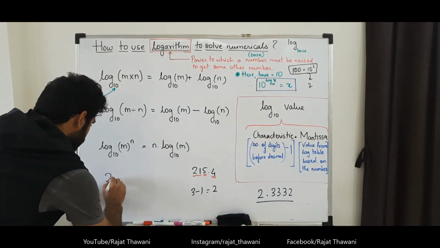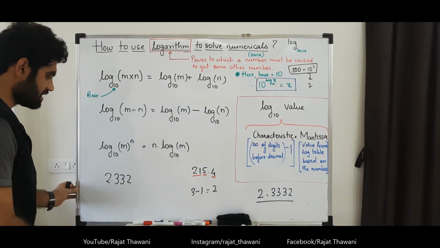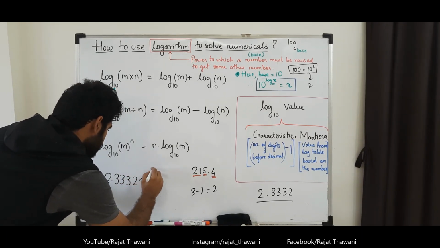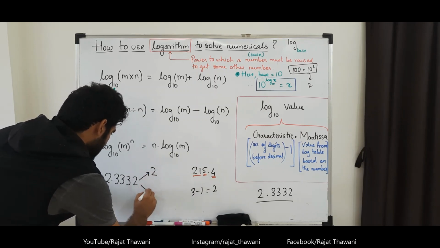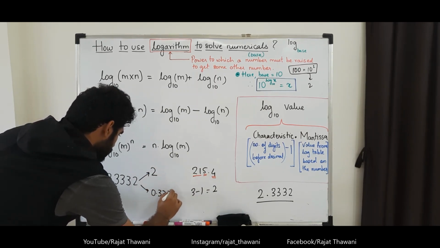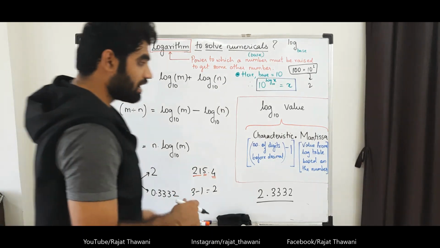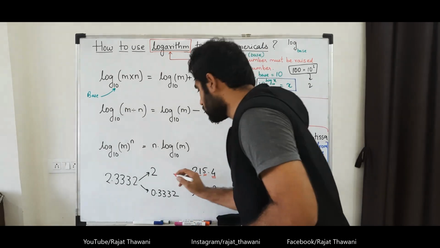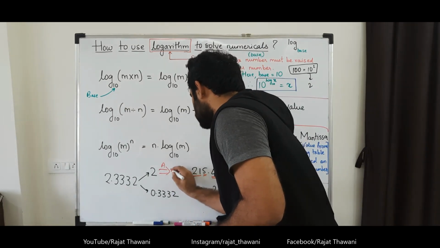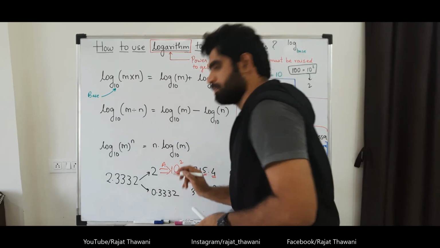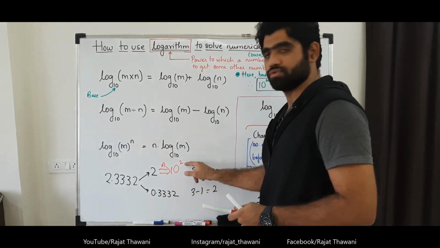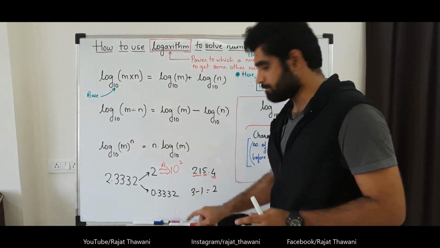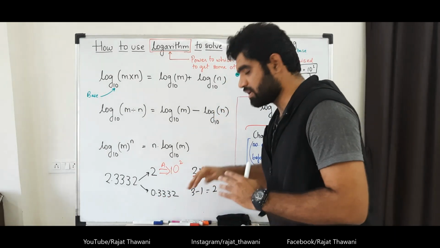2.3332. What I do, for my convenience, is split this 2.3332 into 2 forms: this 2 separate and 0.3332 separate. Now while finding the anti-logarithm, this 2 turns out to be 10 raised to 2. Whatever number is there, that will go to 10 raised to 2. This is the shortcut method I am showing. And this 0.3332 is the mantissa and the 2 is the characteristic, so we need to find out the reverse of it.